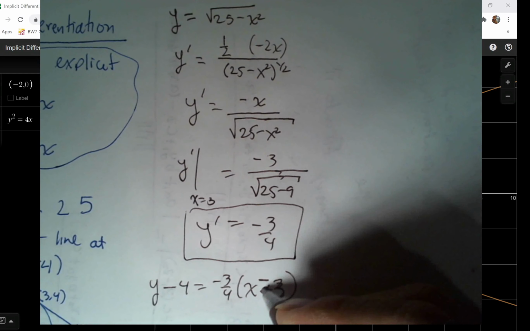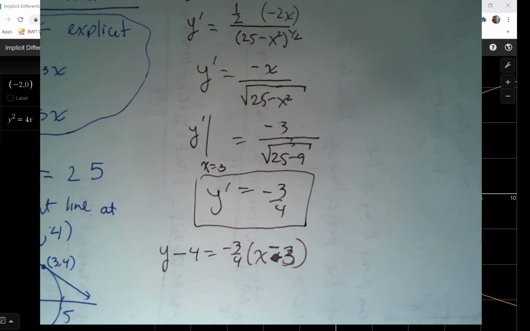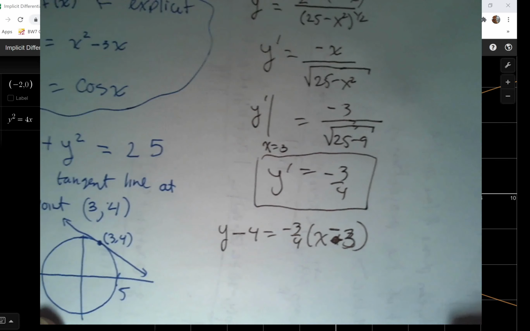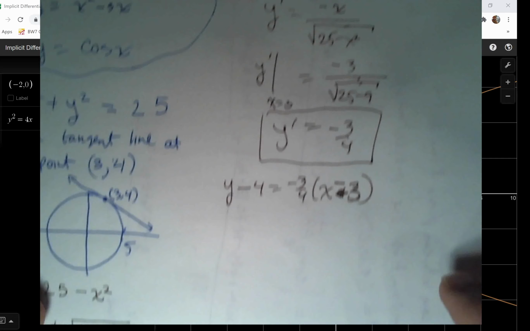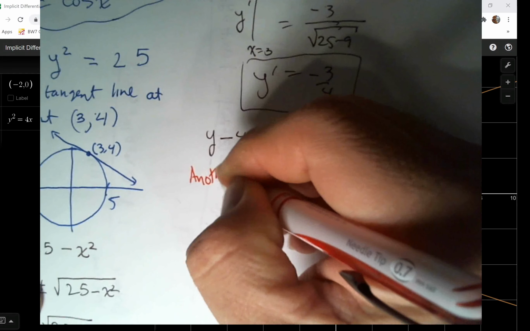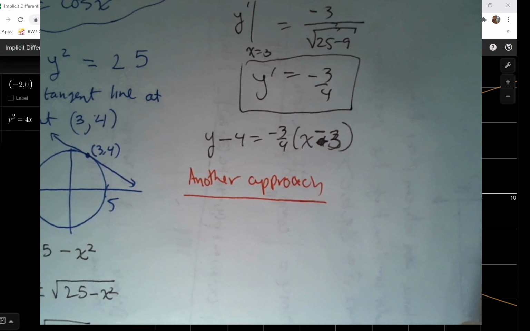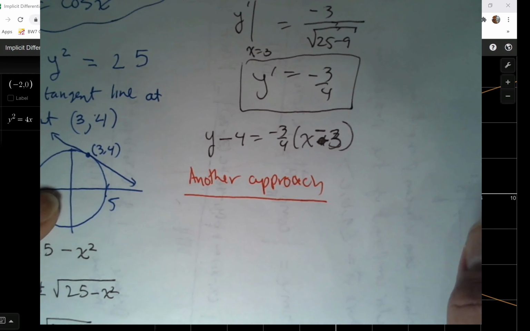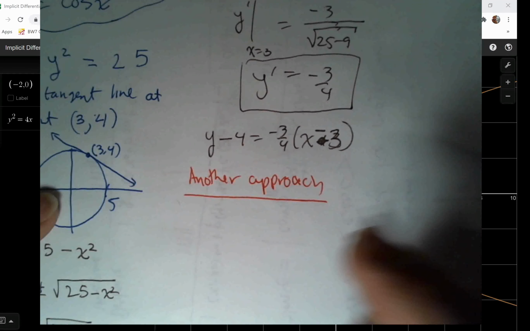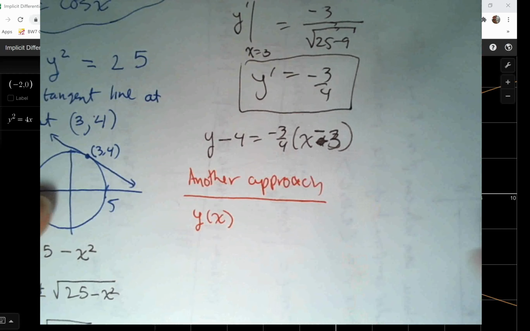All right, so that's how you would approach it, given an implicitly defined function, by actually solving for y. Now as it turns out, we can actually save ourselves some time by approaching it a different way. Let's take a look at another approach, and that other approach would be implicit differentiation. What is not written is that we simply say y, but y is a function of x.